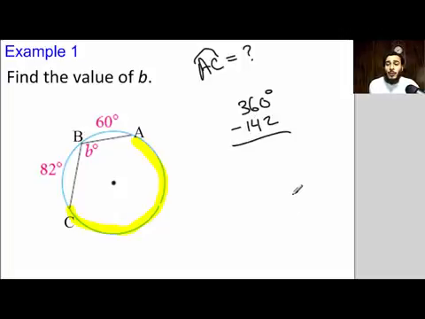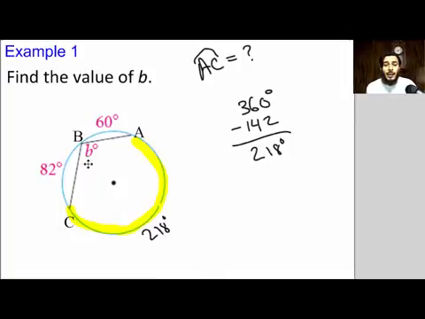360 take away 142 is what? Well, 360 take away 100, that's 260. 260 take away 40, that's 220. So we get 218, right? So the measurement of arc AC is 218 degrees.